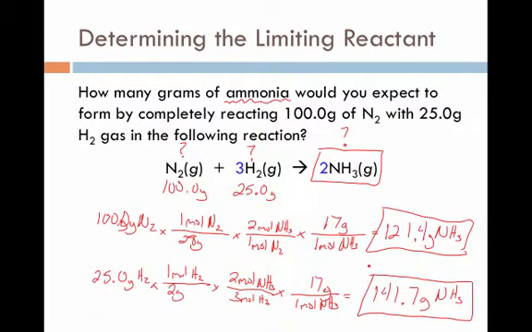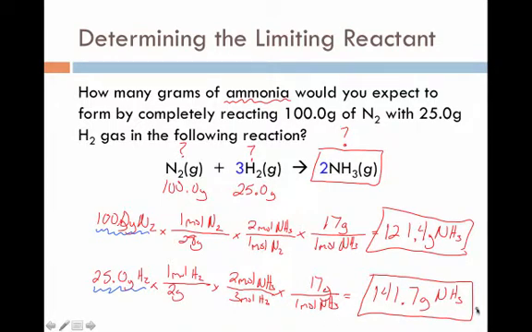Hopefully you have some answers down right now by plugging things into your calculator, and we see we get two numerical values. We've determined in this reaction that we would create 121.4 grams of ammonia if we reacted all 100 grams of the nitrogen, and we've determined that we'd create 141.7 grams of ammonia if we reacted all the hydrogen.